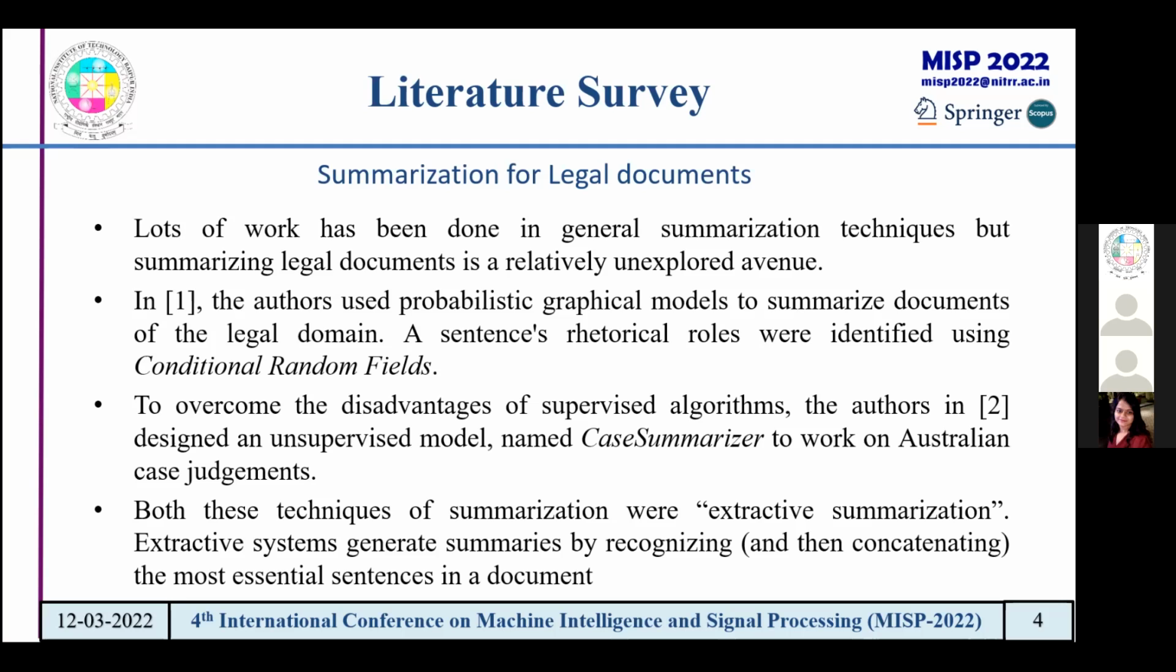So to overcome that disadvantage, in a paper, the authors had designed an unsupervised model, which is named Case Summarizer, and it was meant to work on Australian case judgments. But we found out that using that unsupervised model, it worked fairly well on Indian cases also. So both of these techniques were extractive summarization, which basically means that you just remove a few important sentences, swap the order, and make a summary out of it. You do not paraphrase it.